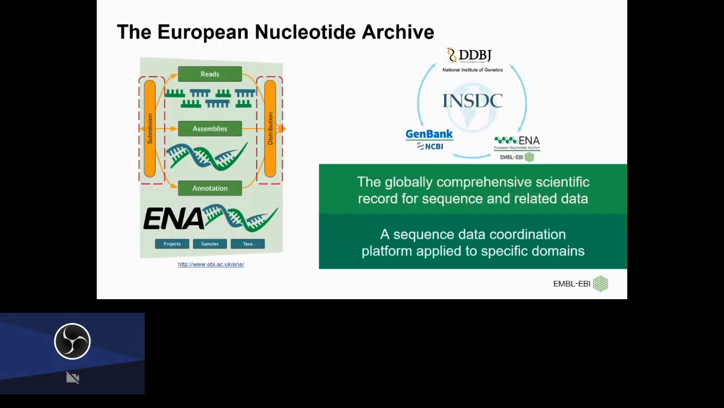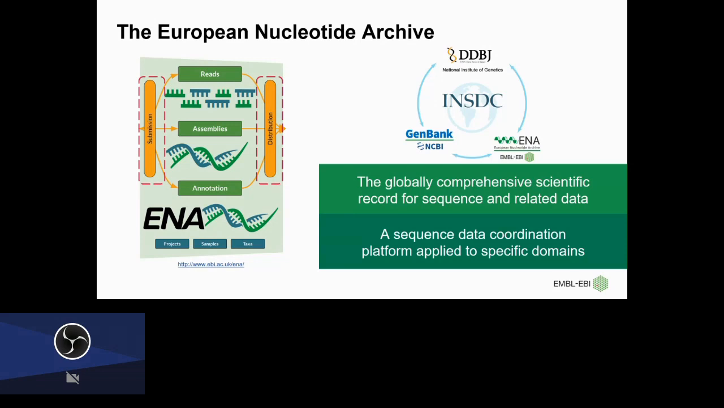You may or may not know that ENA is one of the three founding members of the International Nucleotide Sequence Database Collaboration. There are three founding institutions: NCBI in the US, DDBJ in Japan, as well as us in Europe. We are the global comprehensive scientific record of sequence and related data, and over the years we started applying and successfully adapting the platform to specific scientific domains.